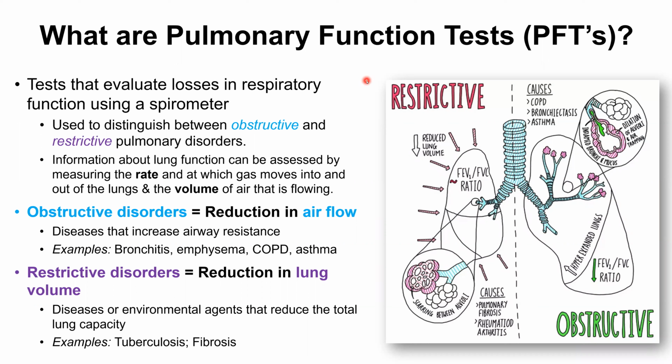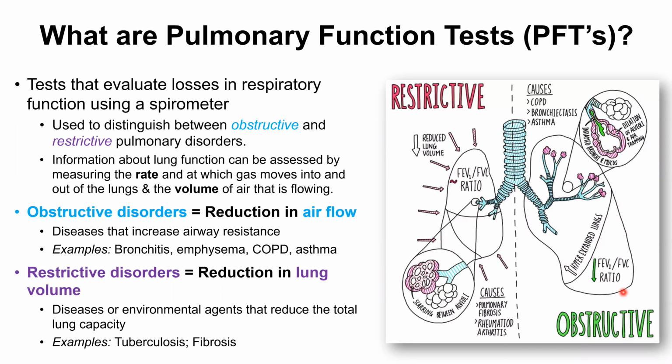From these tests, we can gain information by measuring the rate at which gas is moving into and out of the lungs, so how quickly the gas is moving, and then also the volume of air that is flowing or the volume of air in the lungs. In general, obstructive disorders are ones that cause a reduction in the flow of air. So this is a rate issue. The main reason for this is that we're going to have an increased resistance to airway flow.